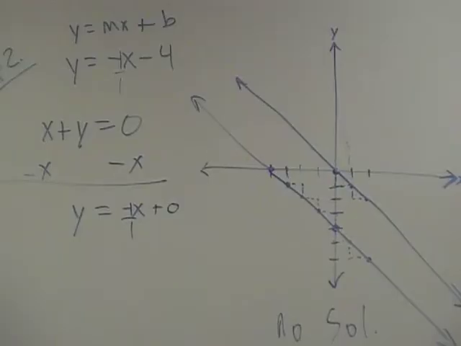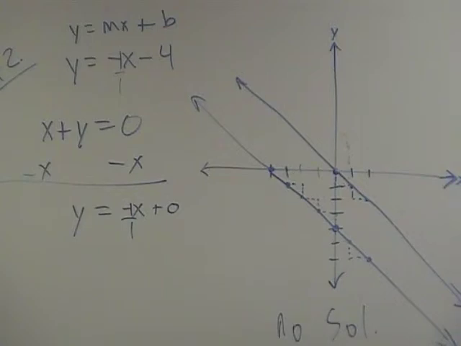So what's the same if you have infinitely many? The slopes will be the same, right? They have to be the same. But your intercepts will be the same as well. If they're on top of each other, they're going to cross at the same point. So the b's will be the same as well.